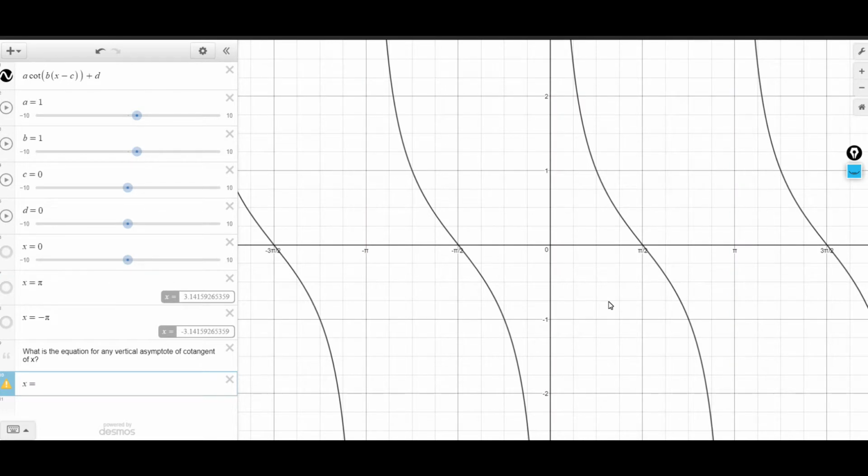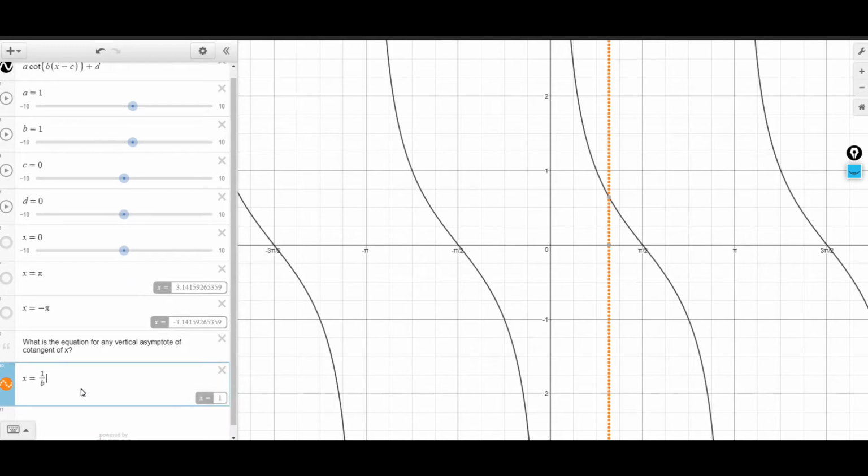Alright, I actually did pause it just to do some settings here. So hopefully you came up with the equation 1 over b. This time you could put 0 plus c, or times 0 plus c, or you could put pi, works as well.